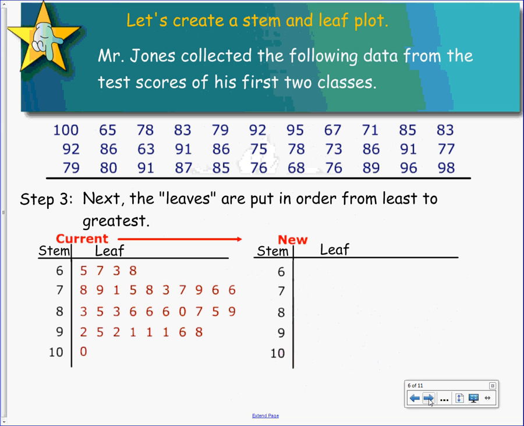Next, the leaves are put in order from least to greatest. So I would just start with the sixes, the sixth stem. And we talked about what's the lowest number, that would be 3, so I would do that one first. And again, I'd cross it off as I put it on, so I make sure I get them all. Then 5, then 7, and then 8. And I did 6 and 7 with them, and then they did 8, 9, and 10 on their own.